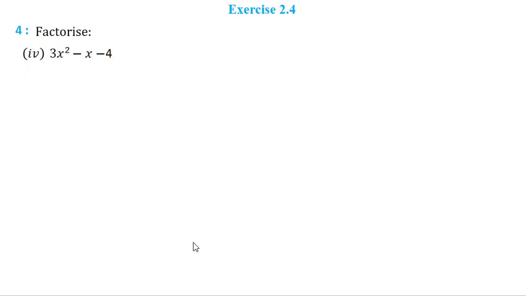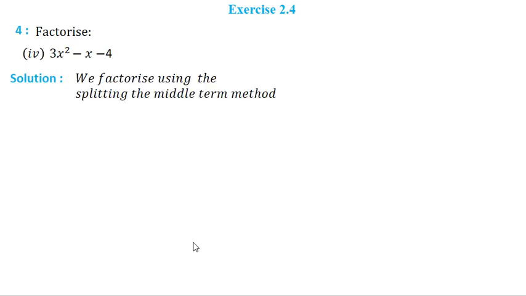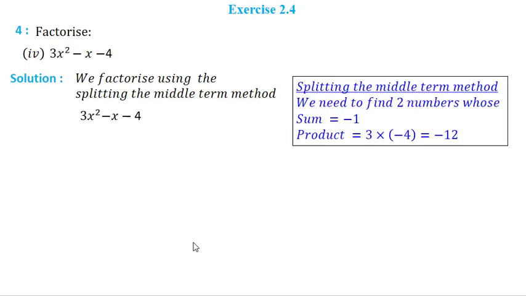Let us see the fourth problem: 3x square minus x minus 4. Now here I need addition as minus 1 and product as minus 12. So I split this minus 12 into factors as minus 4 into plus 3. So minus 4 into plus 3 gives me product as minus 12 and addition as minus 1.